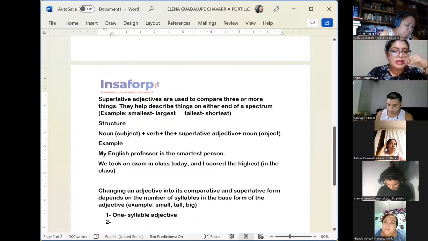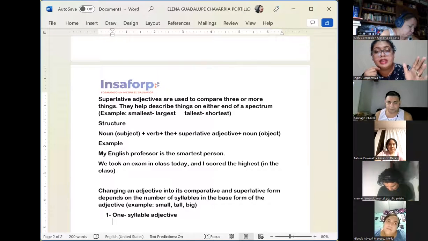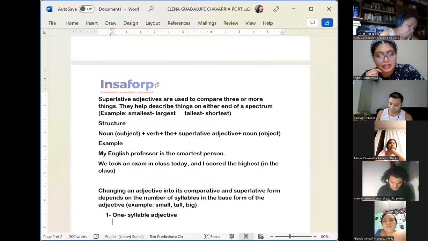So we have the first one, and that is one syllable adjectives, and we are going to add at the end the suffix er for the comparative and est for the superlative adjective. So for the comparative adjectives, we are going to add er at the end of the adjective, and for the superlative, we are going to add est at the end. When the adjective has a single vowel between two consonants, the second consonant will be doubled.